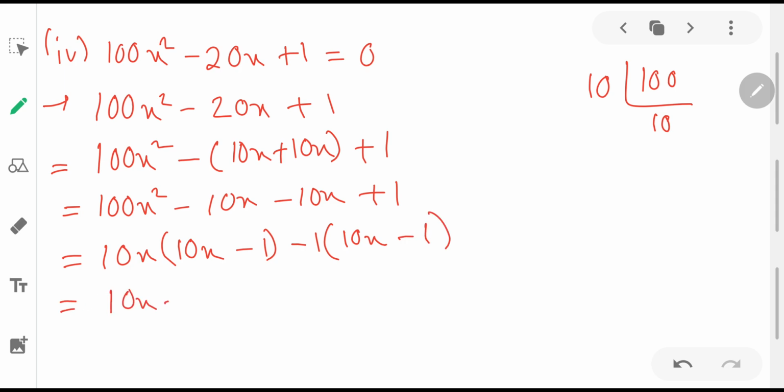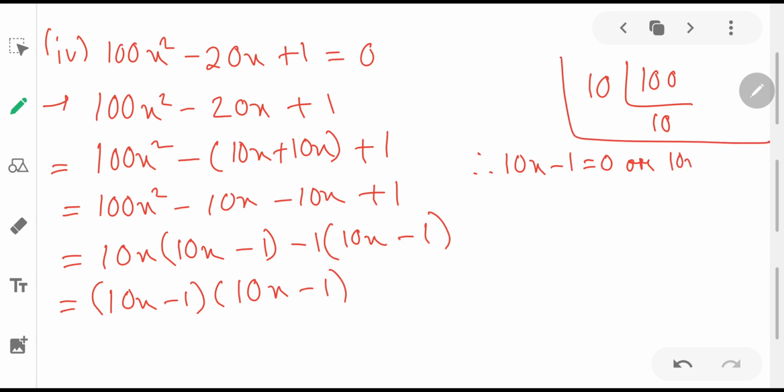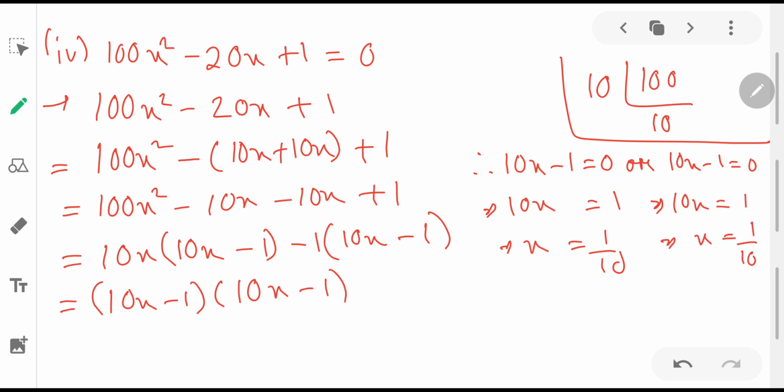So what are the final factors? 10x minus 1 and 10x minus 1. Now we can find out the roots. Therefore 10x minus 1 equals 0, or, this is the rough work, 10x minus 1 equals 0. So we get 10x equals 1 here, so x equals 1 by 10. Here also we get the same thing, 10x equals 1, so x equals 1 by 10. Therefore the roots are 1 by 10, comma, 1 by 10.